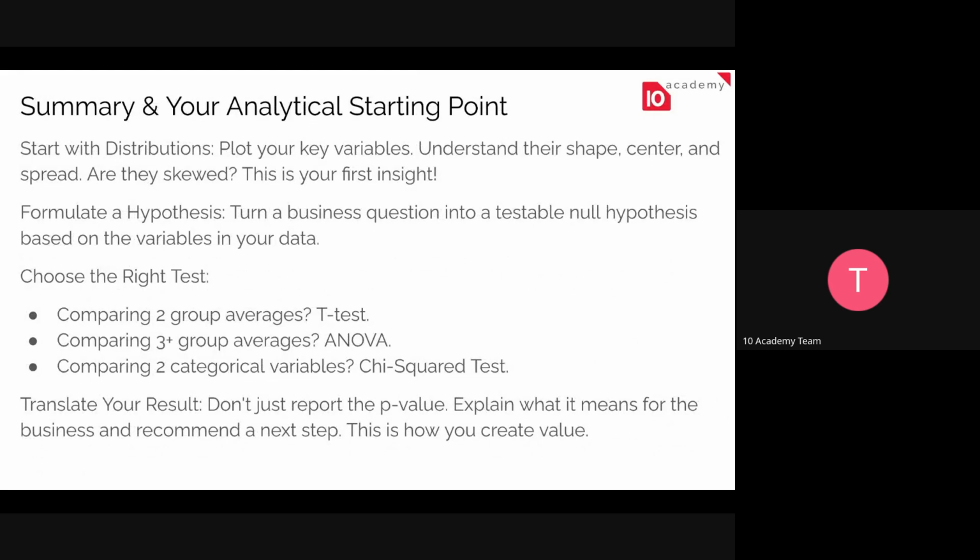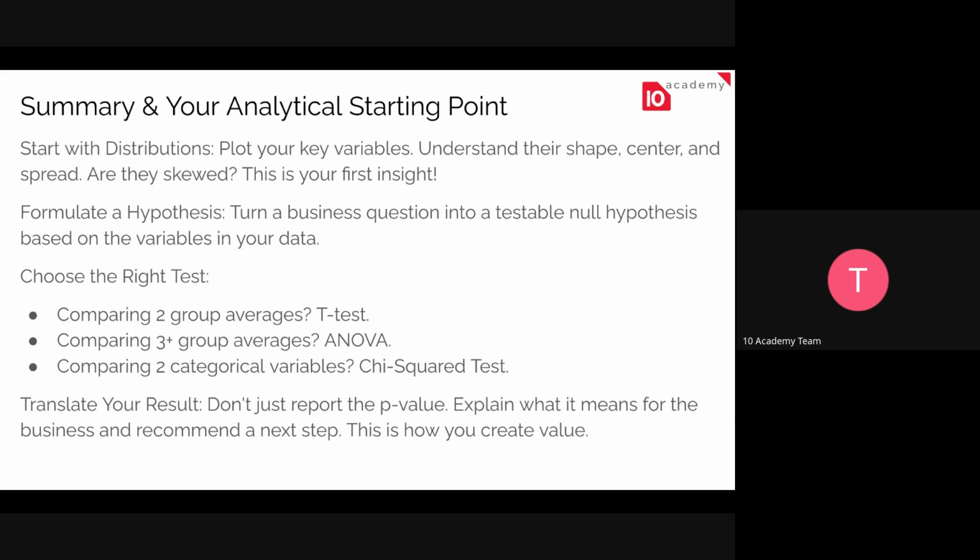For the last one, let's summarize your analytical starting point. Start with distributions, as we have said from the flow of the slides. Plot your key variables and understand their shape, center, and spread. Are they skewed or not? This is your first insight into the data. Then formulate your hypothesis depending on what you have seen. Turn a business question into a testable hypothesis based on the variables in your data.